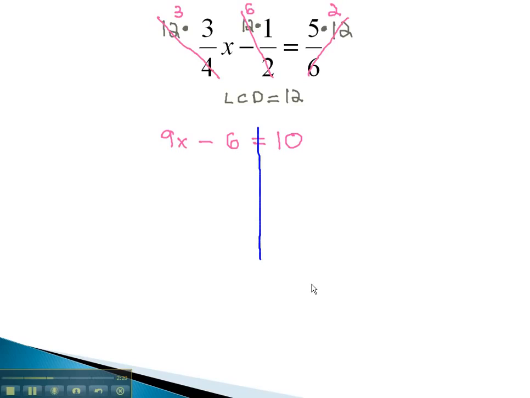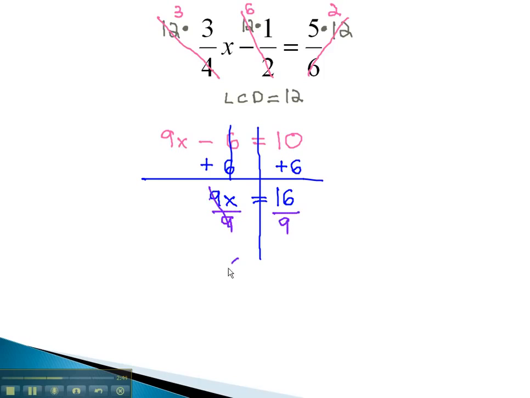Notice now we have a two-step equation, which we can quickly solve, first by adding and subtracting. Moving away from x, we add 6 to both sides. Now we have 9x equals 16. Finally, to get x alone, we divide both sides by 9, and x is equal to the fraction 16 over 9.